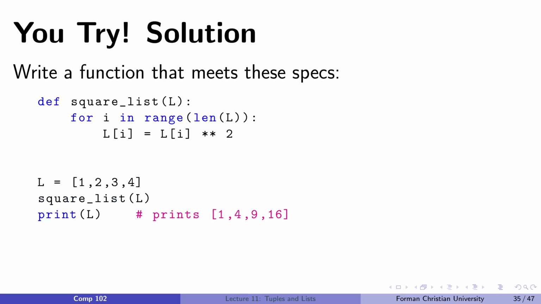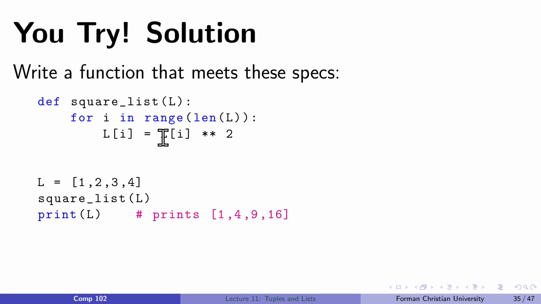All right, so here is the solution. For i in range, the number of items in the list, and then L[i] equals L[i] squared. Basically, this line says that you read the item from a position, you square it, and then you store it at the same position. That's it.